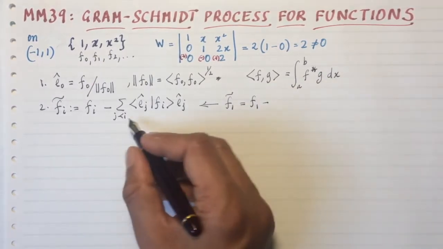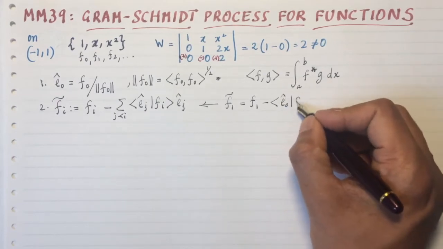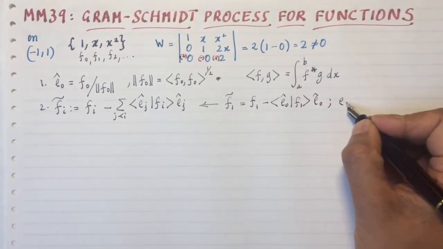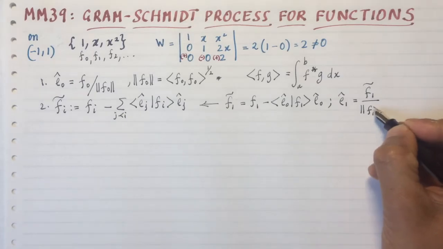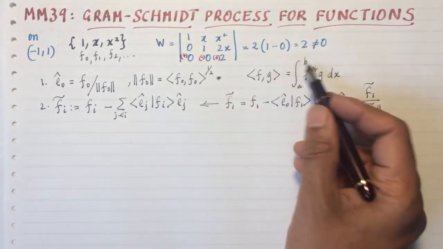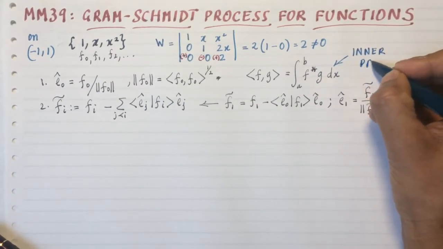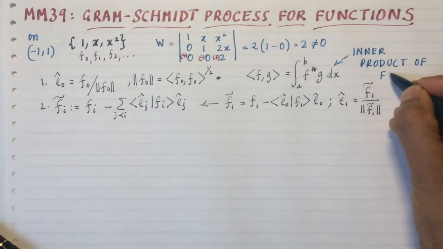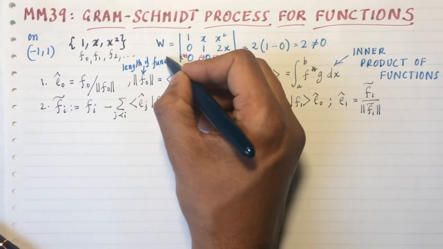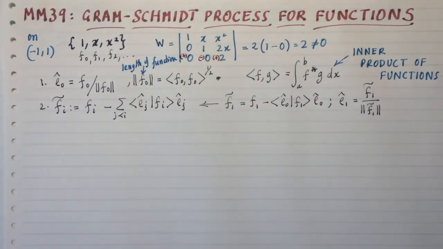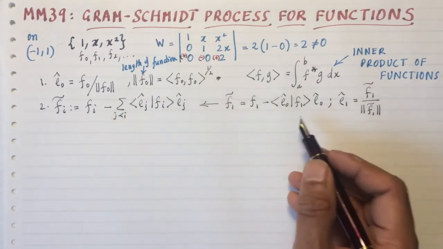f1 tilde will be f1 minus, there's only one term because there's only one term less than 1, so that's going to be e naught times the inner product of e naught with f1. And then I'll find e1 by taking f1 tilde and dividing it by the norm of f1 tilde found in this fashion, where the inner product itself is defined like that. This is called the inner product of functions, and that's called the norm or length of a function. So these are all extensions of concepts that you already have for vectors, except in function spaces. And once you have e1, then you go and find f2 tilde like that next, and then you find e2, and you keep doing this over and over again.